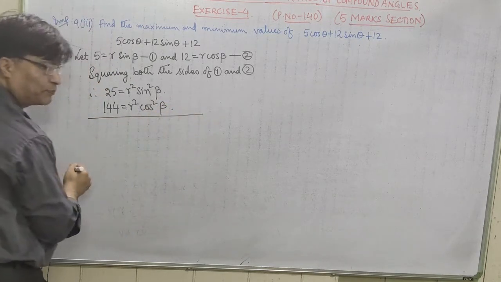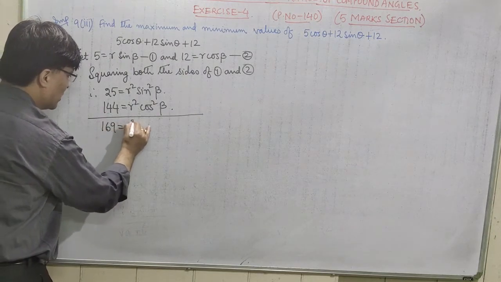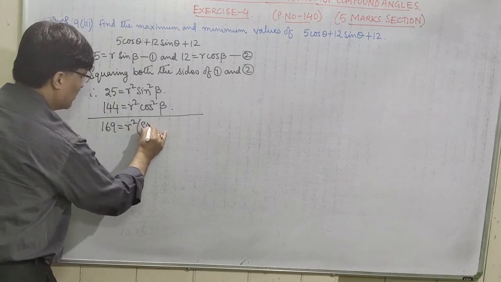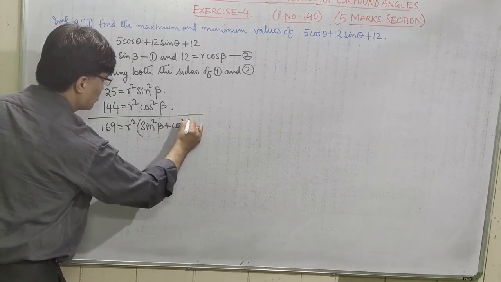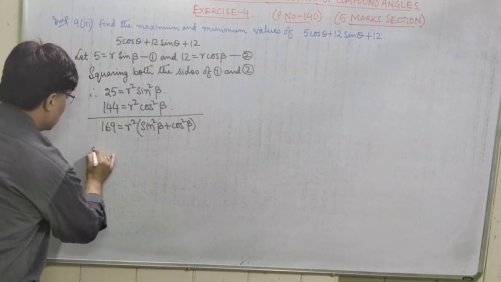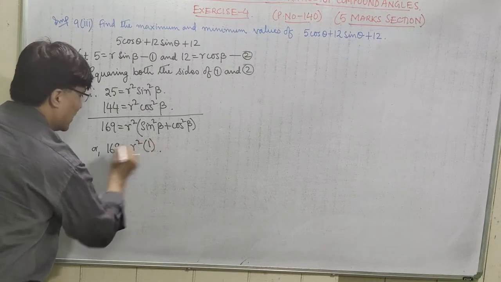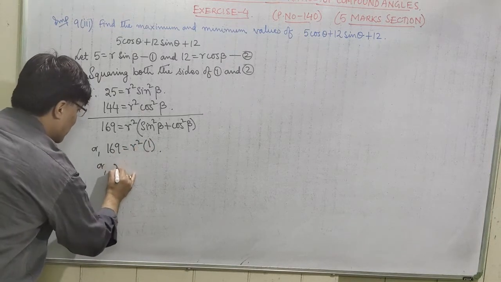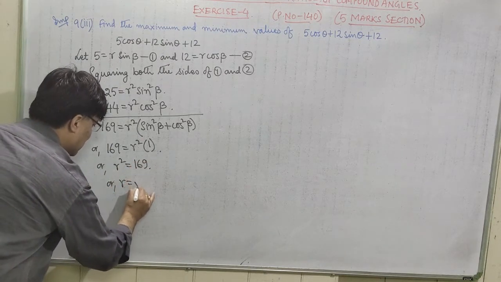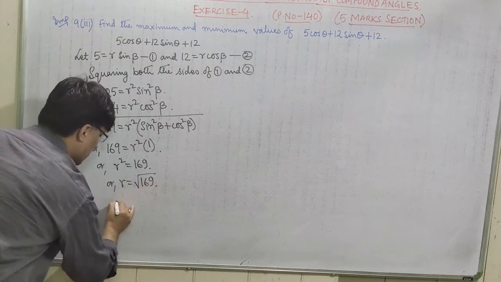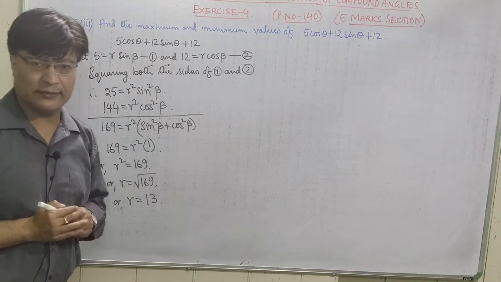Now add them. If you add 25 and 144, it will be 169 is equal to, here r square is common, so within the bracket we have sine square beta plus cos square beta. So now this is 169 is equal to r square into 1, that is r square is equal to 169. So what is the value for r here? r is equal to root over 169. What is root over 169? That is 13.